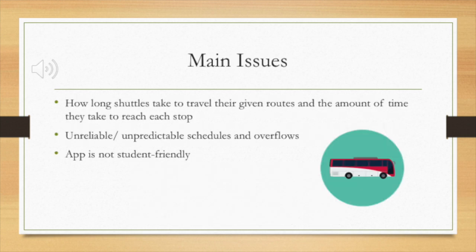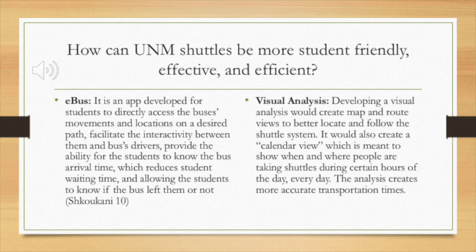Now let's talk about some of the main issues. The first is how long shuttles take to travel their given routes and the amount of time they take to reach each stop. The second is unreliability and unpredictability of the schedules and of overflows. The third is how the app is not student friendly and could be a lot better than what it is. The question at hand is, how can UNM shuttles be more student friendly, effective, and efficient? The answer is with these two things, eBus and visual analysis.